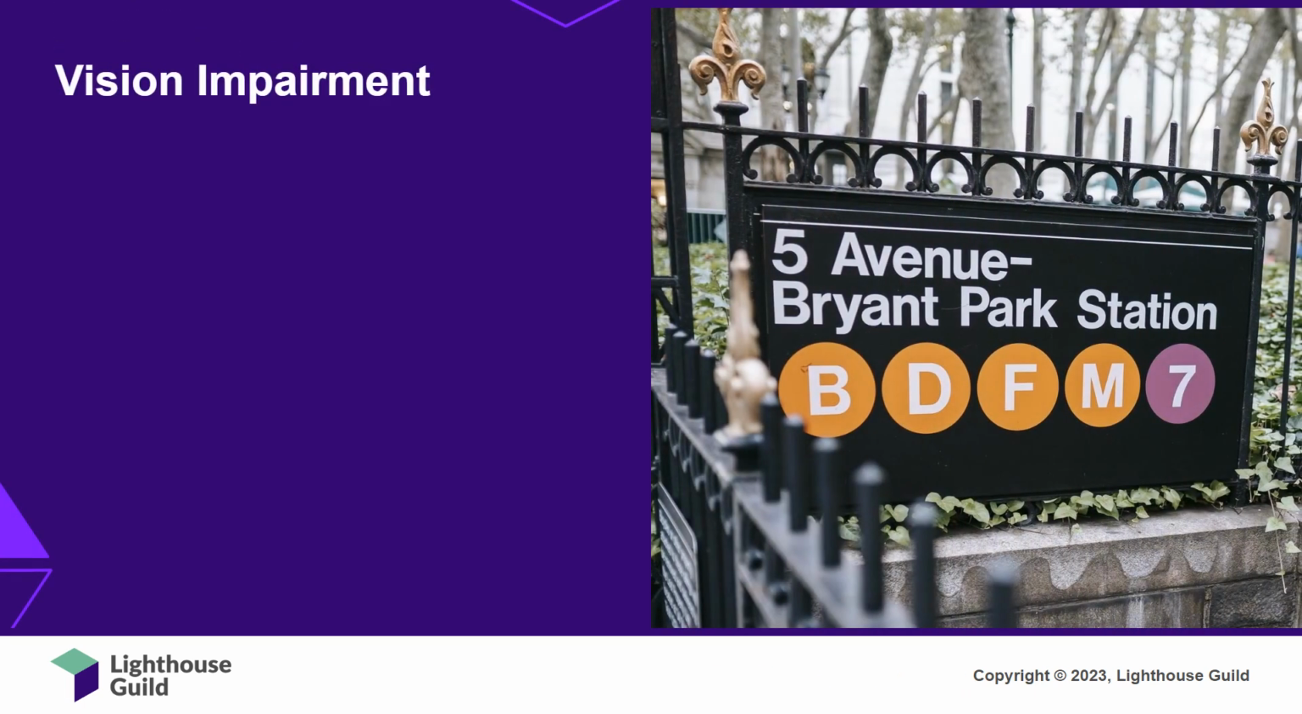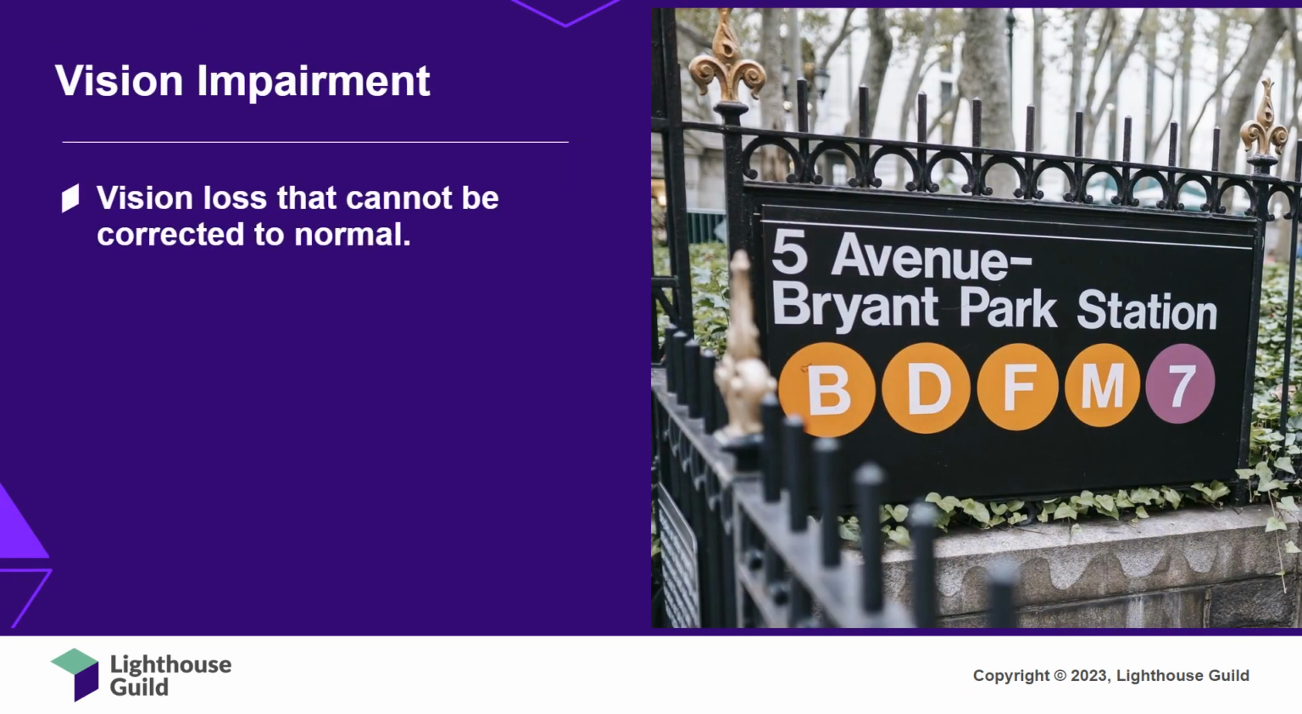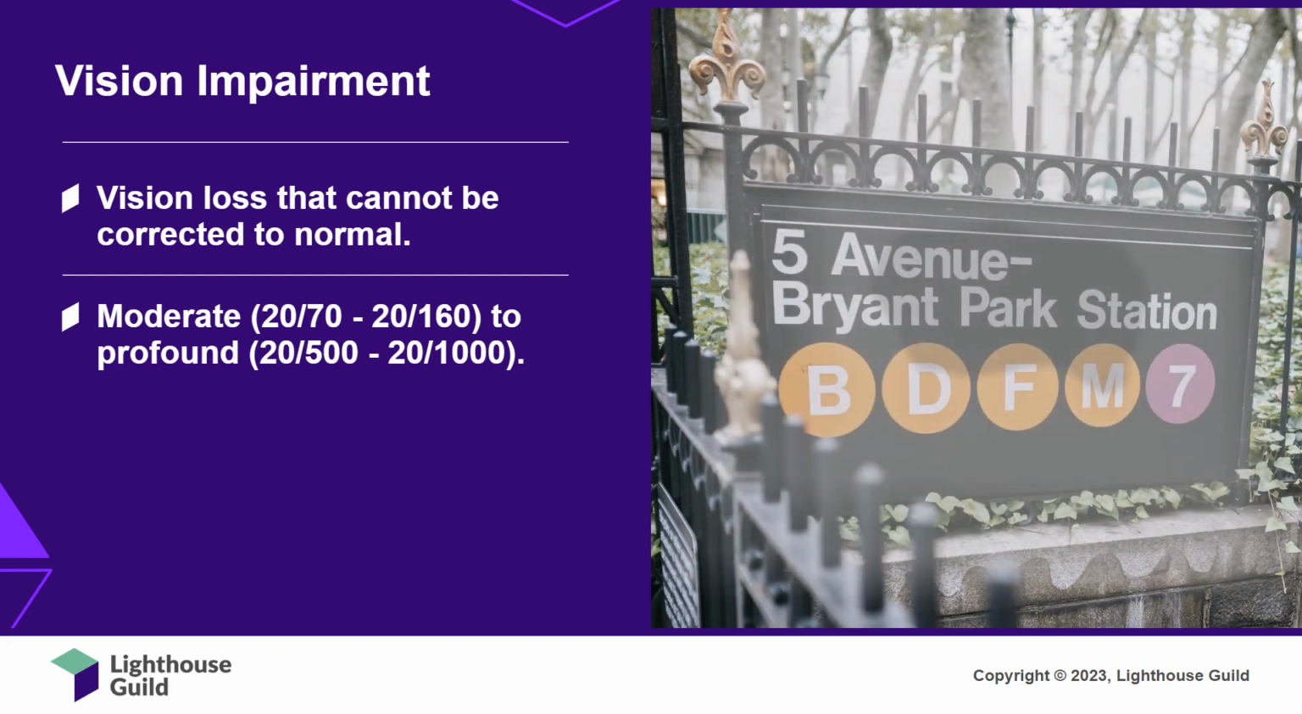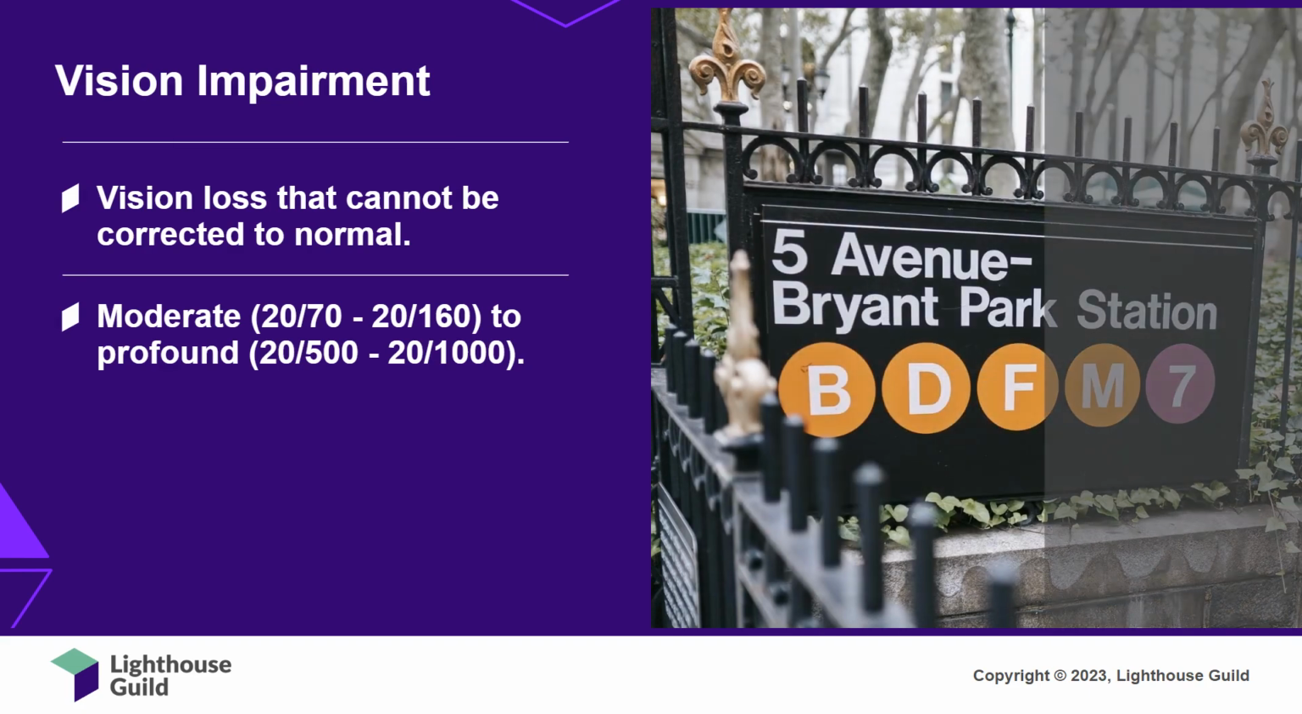Vision impairment is a general term for a loss of vision that cannot be corrected to normal with surgery, medication, regular eyeglasses, or contact lenses. It can be used to describe a range of degrees of vision loss from moderate loss of vision, 20/70 to 20/160, to profound or near total loss of vision, 20/500 to 20/1000, and to refer to various types of vision loss such as blurry vision, central vision loss, or peripheral vision loss.